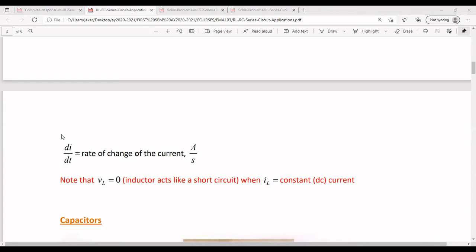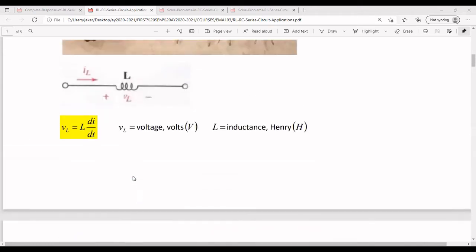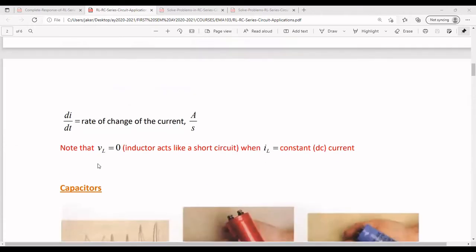So meaning this di/dt here will be 0 because it's a constant in the case of a DC circuit. So if di/dt is 0, this would also be L times 0, giving us no voltage drop across your inductor because it acts like a short circuit.